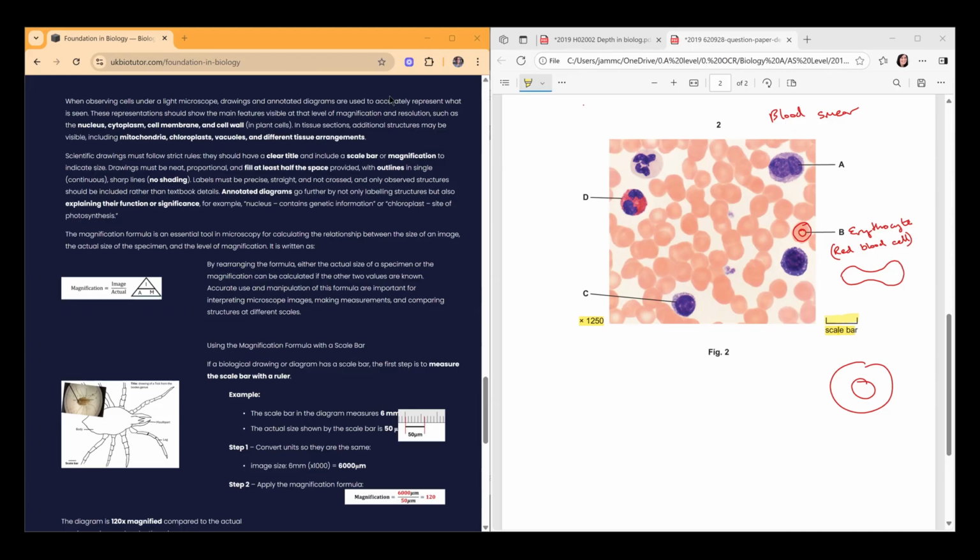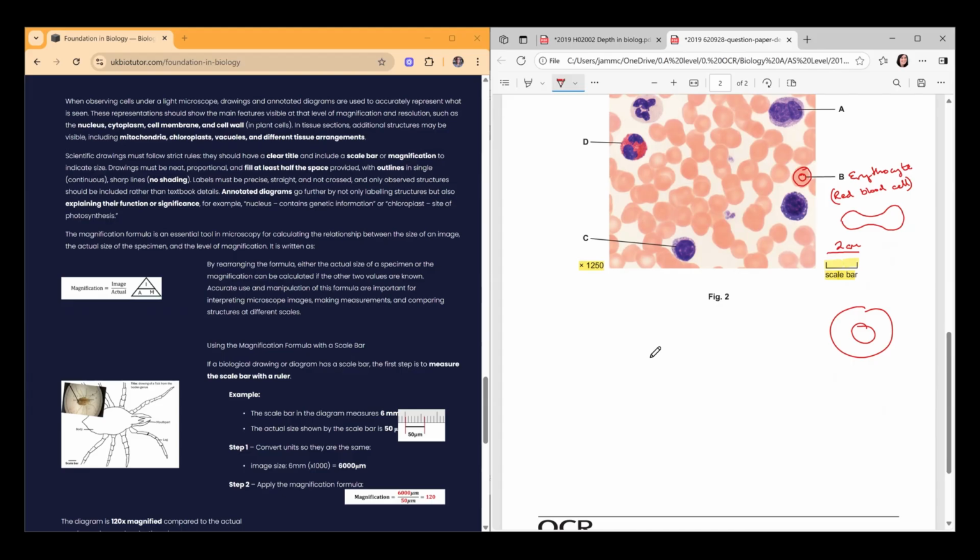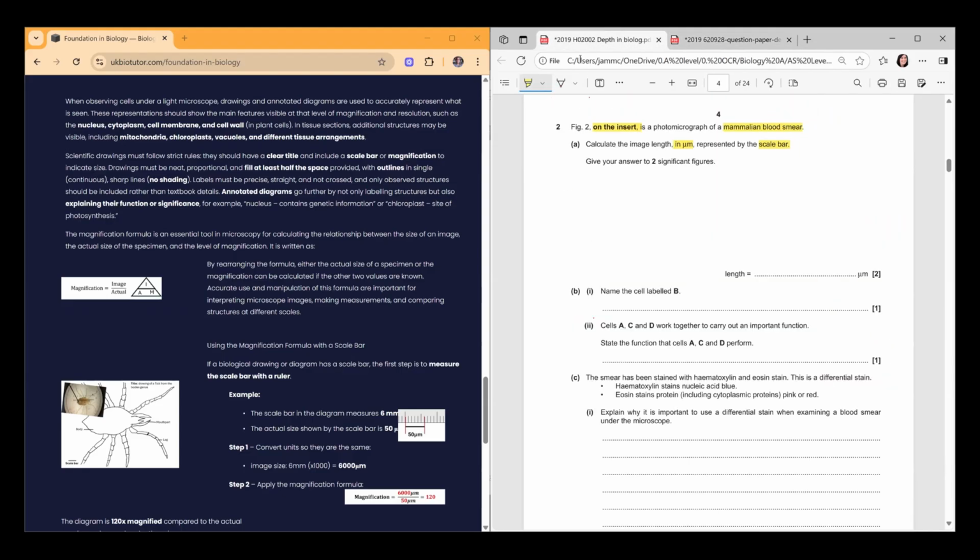So the important thing for you to be able to do is to identify the size of the scale bar. So you'd use a ruler. Let's just say, for argument's sake, that if I were to put my ruler here, it was measuring 2 centimeters. So if it measured 2 centimeters, what do I need to do then to do the calculation?